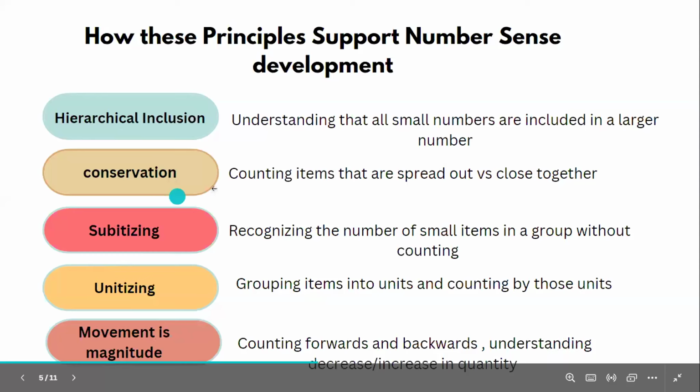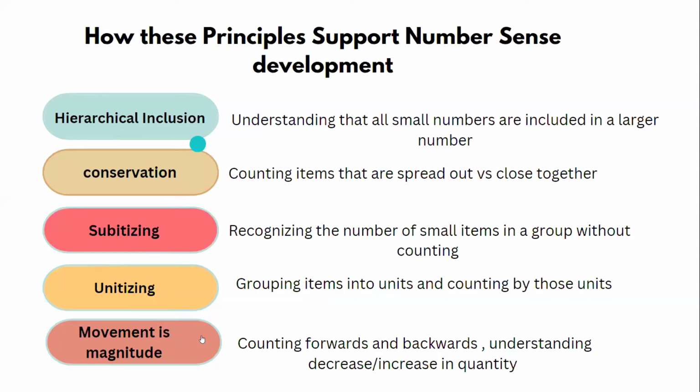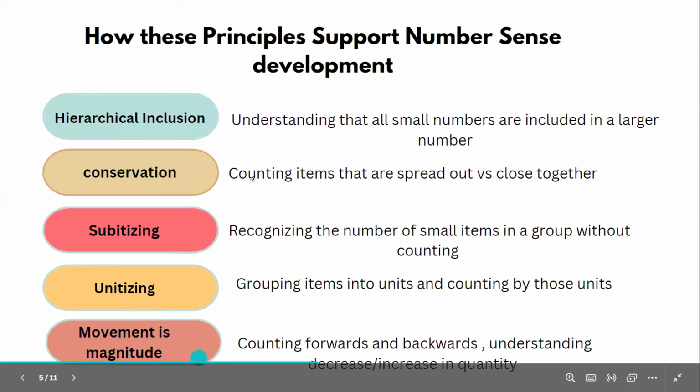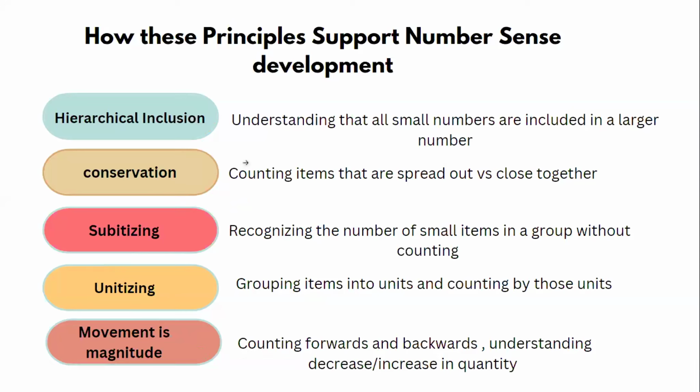So those were the 5 that were by the great. And then later on, these others were added, so we have hierarchical inclusion, whereby small numbers can be included in a larger number. So, for example, you can have number 5. Within number 5, you have 1 to 4. Within number 3, you have 1 to 2, and so forth.